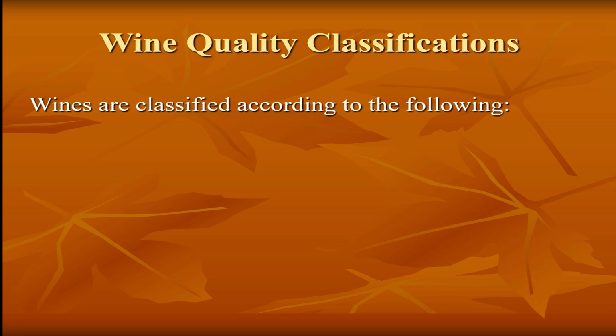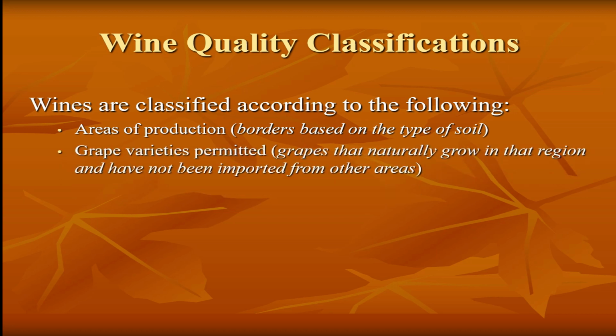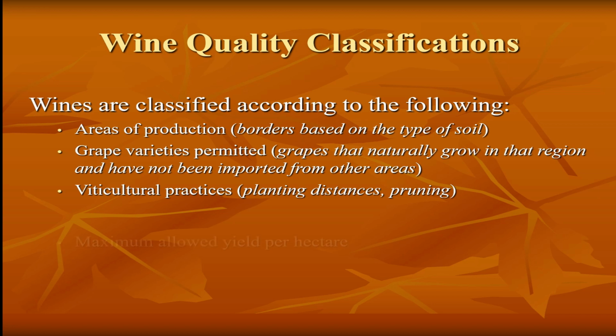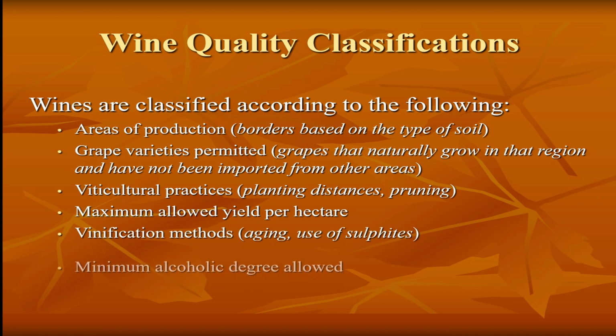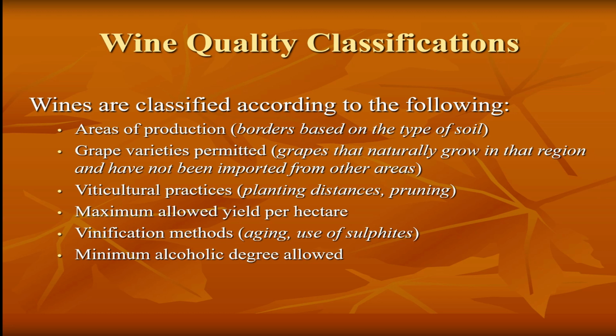Let's talk about wine quality classifications. Wines are classified according to the following: areas of production, borders based on the type of soil, grape varieties permitted, grapes that naturally grow in that region and have not been imported from other areas, cultural practices, planting distances, pruning, maximum allowed yield per hectare, vinification methods like aging, use of sulfites, minimum alcoholic degree allowed.